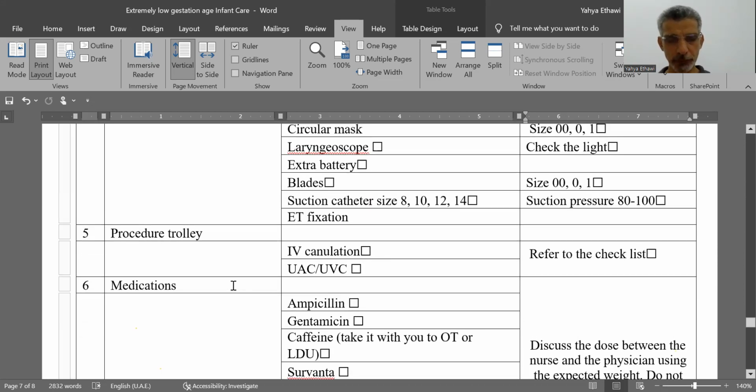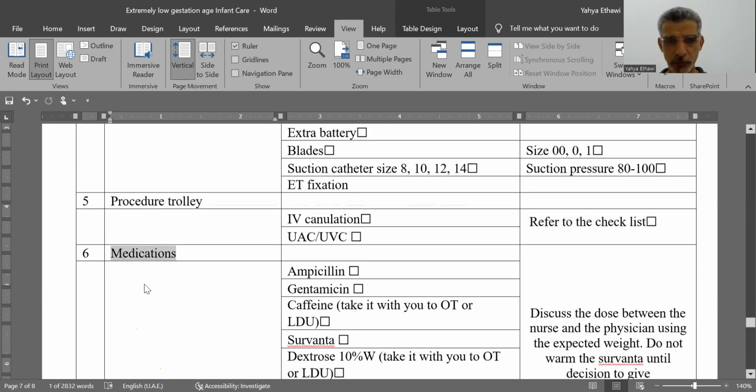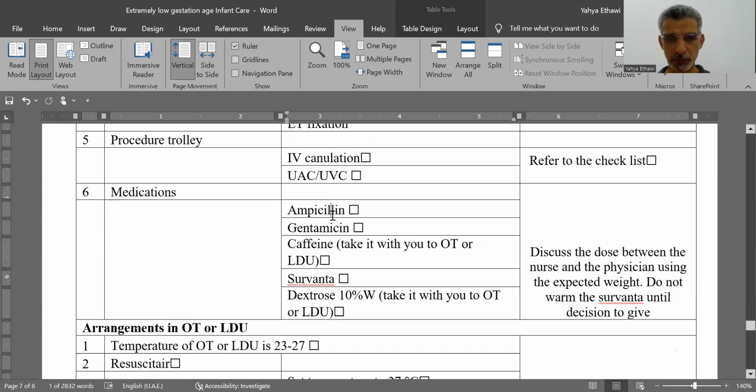We need a procedure trolley. So we need an IV cannula, checked and ready. We need the UAC and UVC checklist. I will show you the checklist. So in this case, for the peripheral IV, we'll have a checklist for peripheral IV and a checklist for UVC and UAC. We need medication for the premature baby: ampicillin, gentamicin.